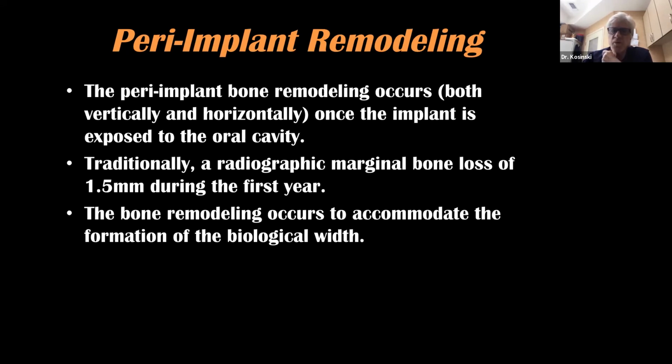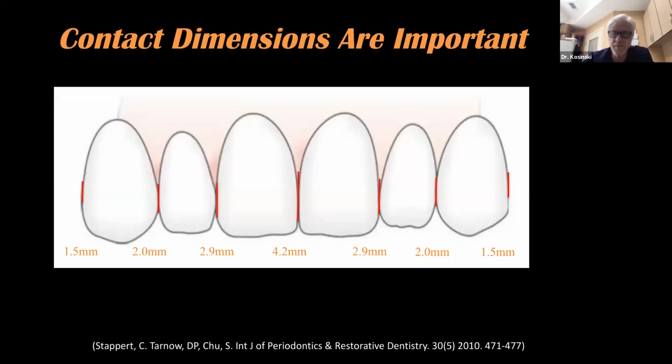The literature will say that traditionally the radiographic marginal bone loss will occur up to 1.5 millimeters in the first year and then stabilize. The bone remodeling occurs to accommodate the formation of biologic width around the dental implant. Again, this is a physiologic reaction, so don't beat yourself up too badly. We have to understand the principles.